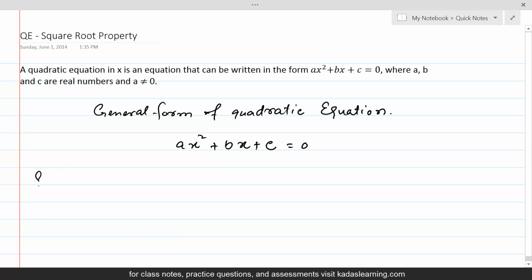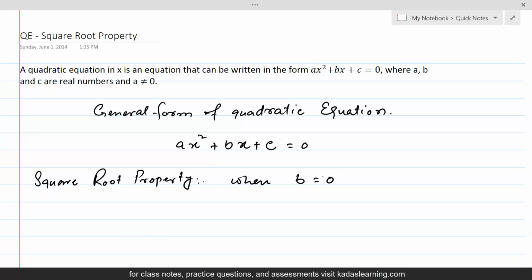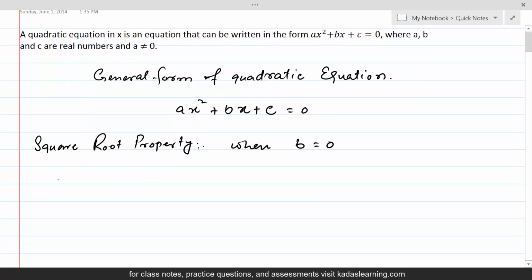So the first method would be the square root property. This method is only used when b is equal to 0. So when b is equal to 0, this is a very good method to use for finding the solution of quadratic equations. But we'll study different methods, and each one of these methods can interchangeably be used to find the solution. Let's first find the solution for the given example.